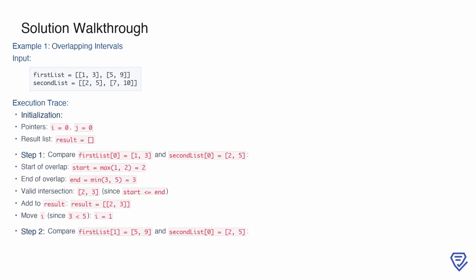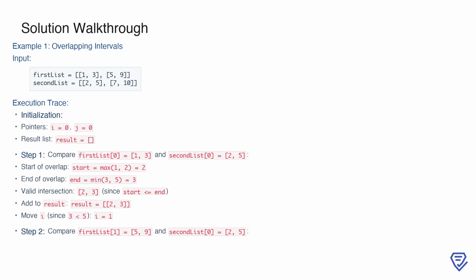To begin solving this problem, we are given two interval lists, first list and second list. The goal is to find their intersections. Here, first list contains intervals [1, 3] and [5, 9], while second list contains [2, 5] and [7, 10]. We initialize two pointers, i and j, both starting at 0, and an empty result list to store the intersections.